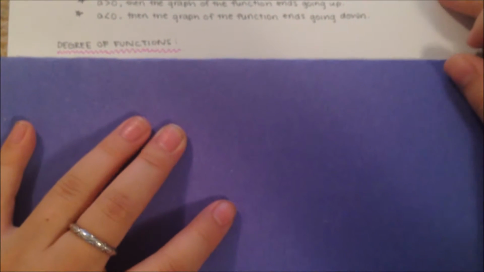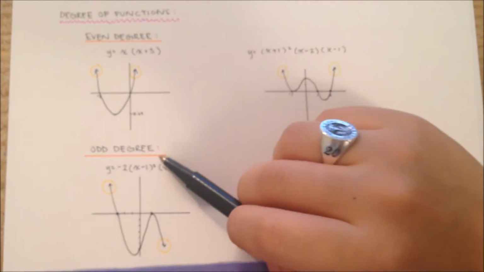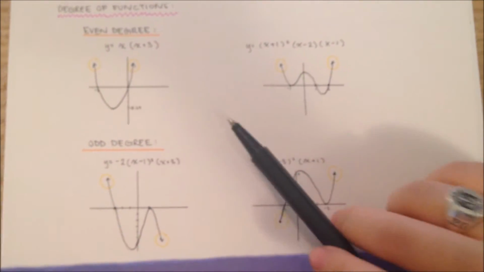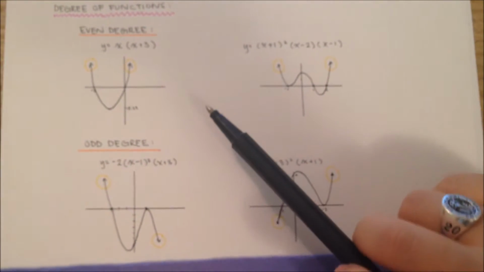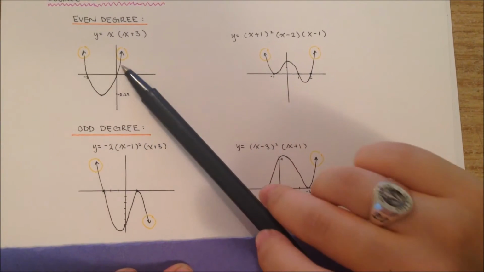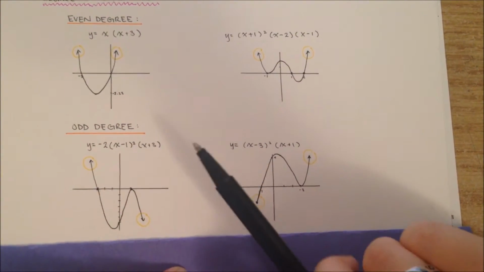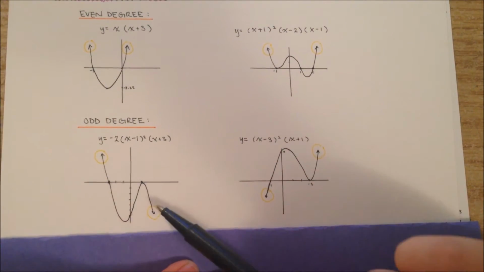Now let's look at the degree of functions. We have even degree functions and odd degree functions. We can notice that the graphs of functions with an even degree start and end in the same direction, as shown in yellow. And those with an odd degree start and end in opposite directions, as circled.